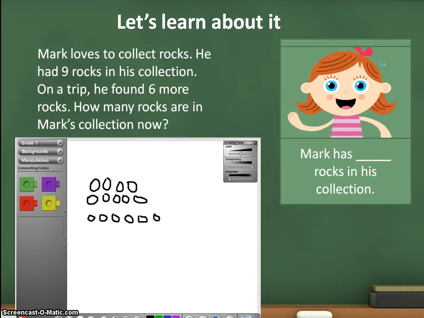We want to find out how many rocks Mark has in his collection. He had 9, then got 6 more, shown by the 2 groups drawn in the model. So I would add the 2 groups together to get the total number of rocks in his collection. That means I'm going to add 9 plus 6 to get 15. Finally, I'm going to write that sum in the blank of my sentence. Voila! We have completed step 3. Great job. Let's keep going.